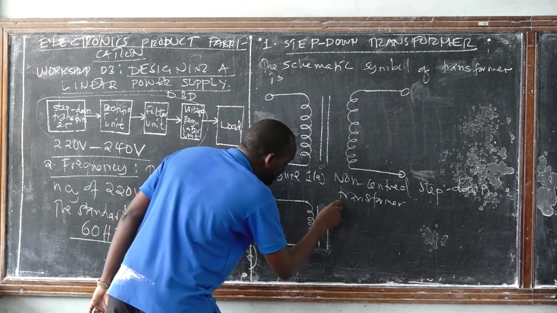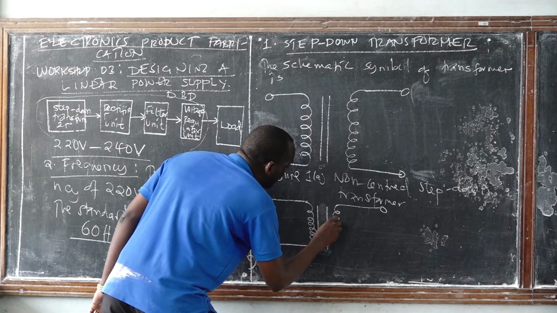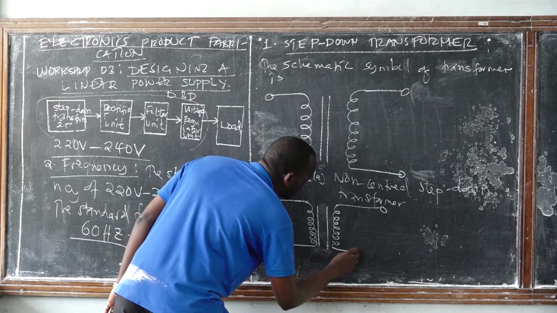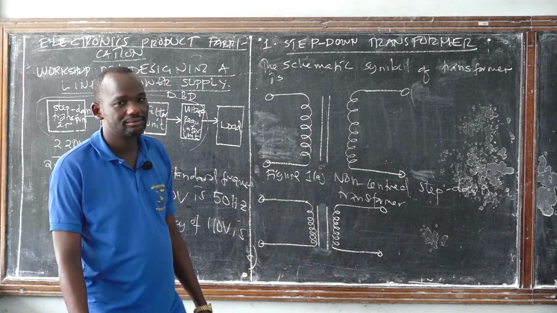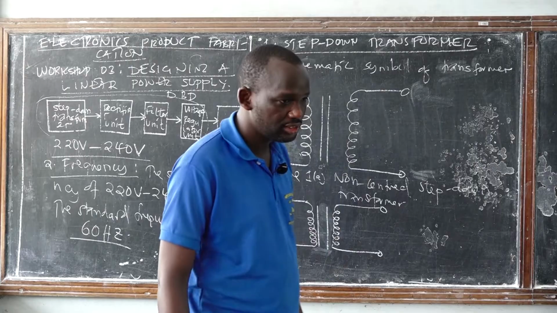For the centered step-down transformer, every student has to write. Johanna, find a place to write, because now you are slumbering. Every student must write. Find a paper and write down. This is Tanzanian.